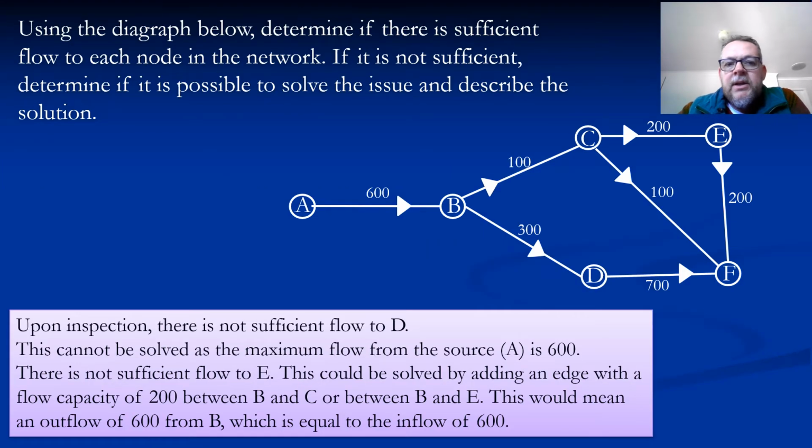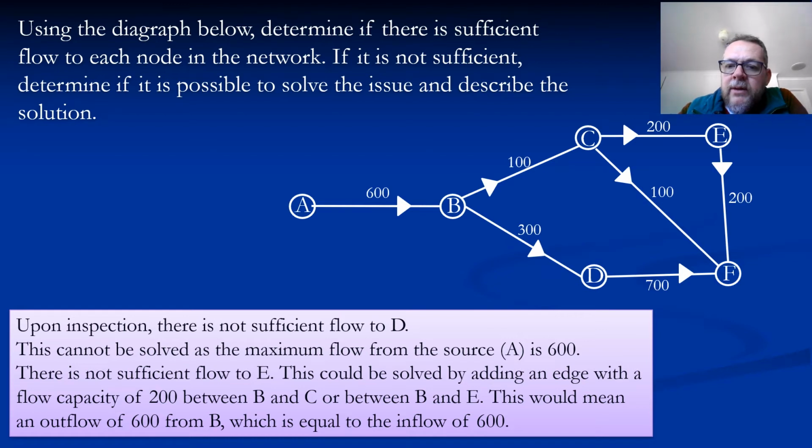Now, using the diagram below, determine if there is sufficient flow to each node in the network, or vertex if you want to call it that as well. If it's not sufficient, determine if it's possible to solve the issue and describe the solution. So if we have a look here, we can see from A to B is 600, but from B to C there's 100 and B to D there's 300. So the inflow to B is 600, but the outflow is only 400, so there's 200 missing.